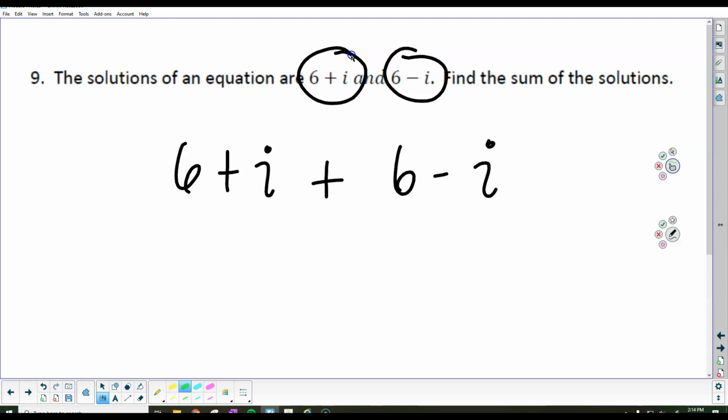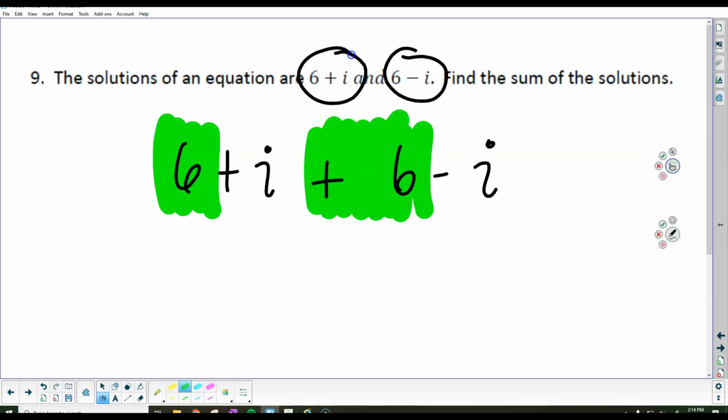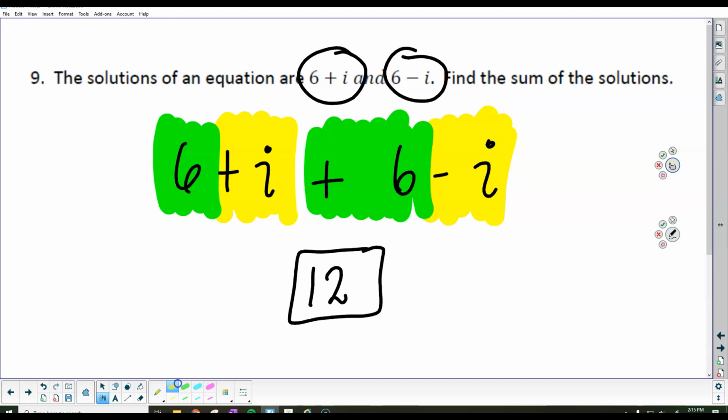So I'm going to highlight my real part. And then I'm going to highlight my imaginary part. And y'all, what's going on with the i's? They cancel out. It's going to happen a lot. Whenever they're weird looking, when they're not plain numbers, 9 times out of 10, they're going to cancel out. So the answer is all real, just a plain 12. That's it.